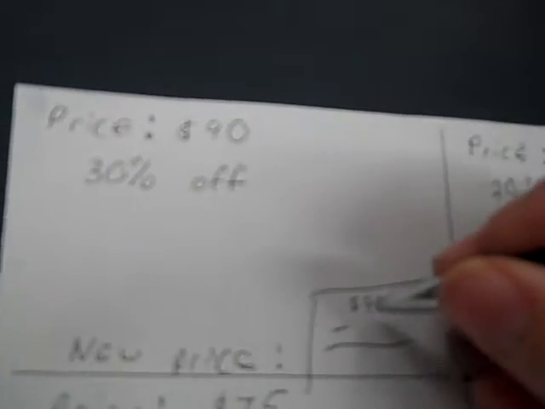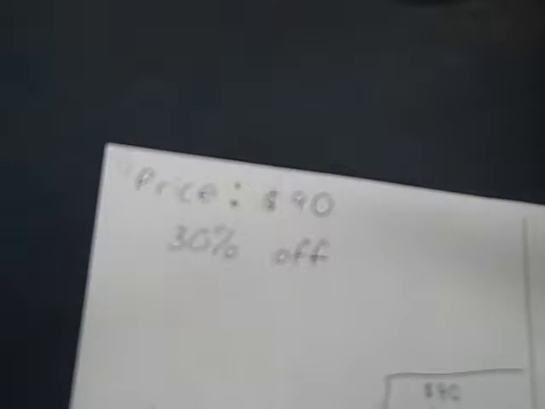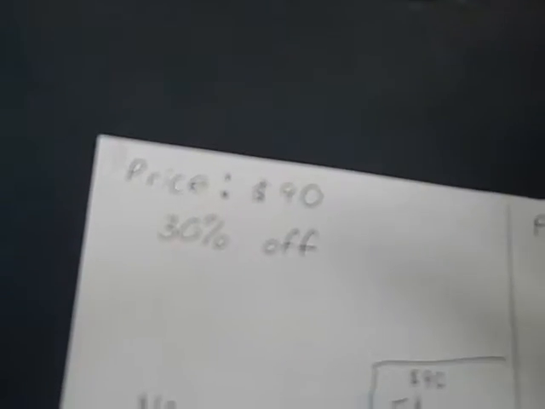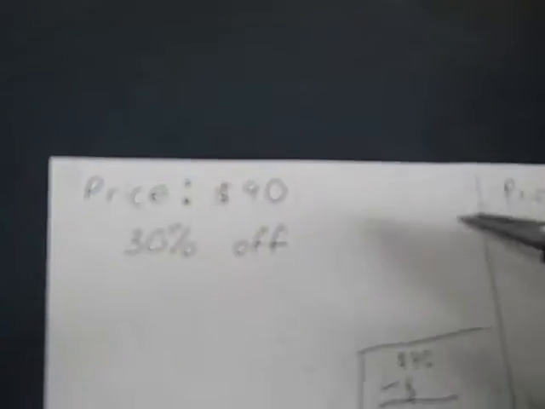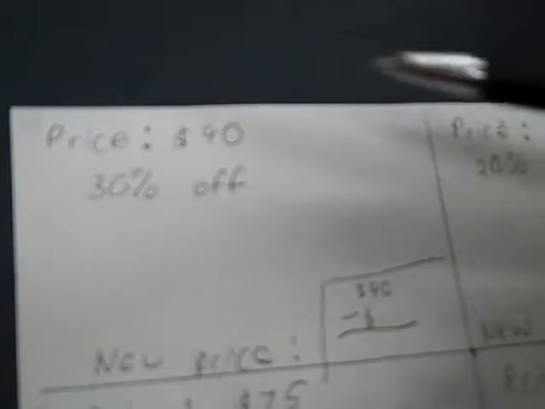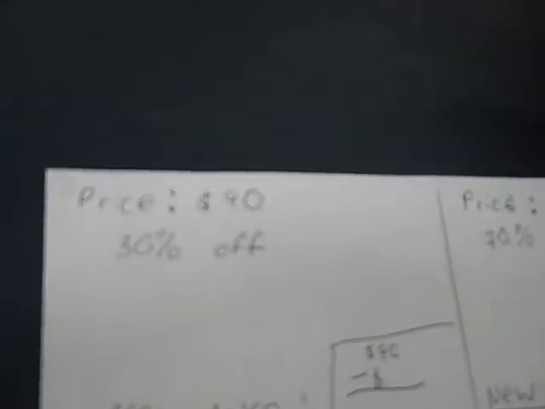Well, I need to minus some amount of money from 90, but it's not going to be 30, okay? Because 30 is not dollars, it's 30%. So what I need to do is find out, if it's 30% off, how much money can I subtract from the $90 price? Here's what we're going to do.